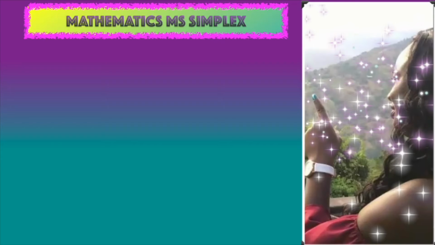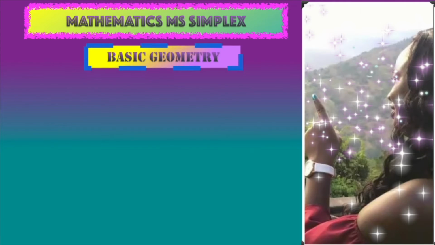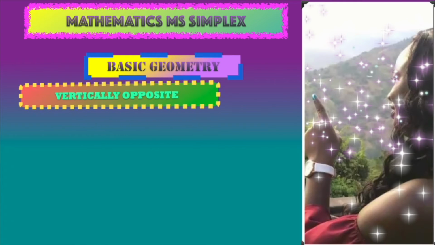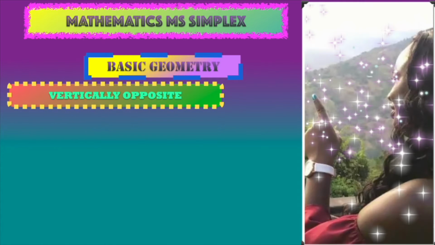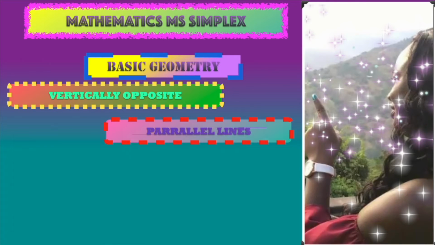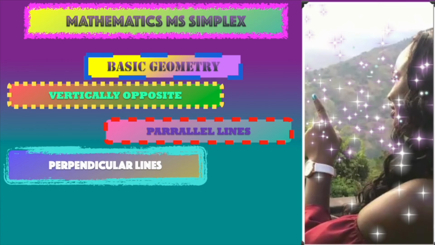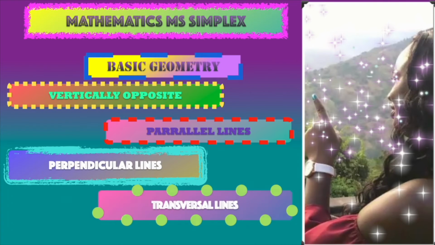Welcome back, guys. Today I'll be doing vertically opposite angles along with perpendicular lines, parallel lines, and when we have parallel lines being cut by a transversal line, how do we find the angles? We look at corresponding angles, alternate angles, and even angle on a straight line. It adds to give us 180. Let's get started. Today I'll be looking at angles.